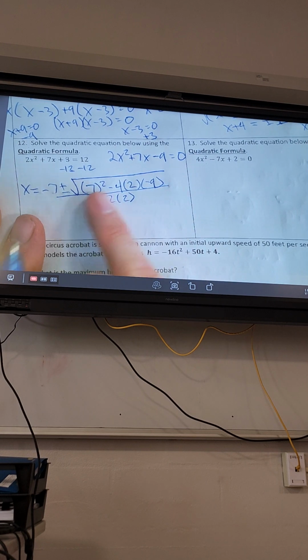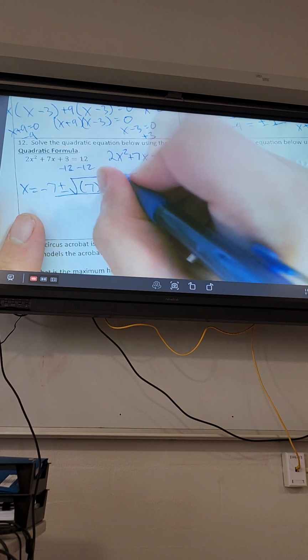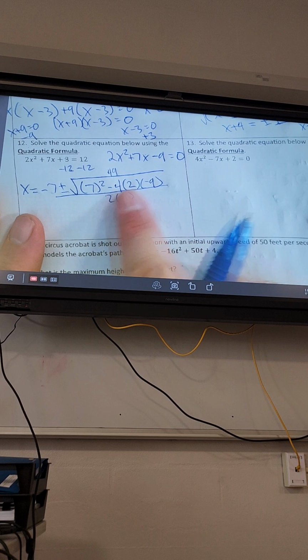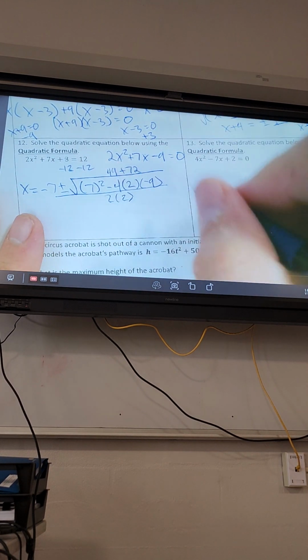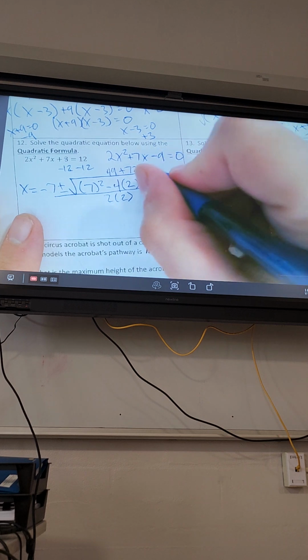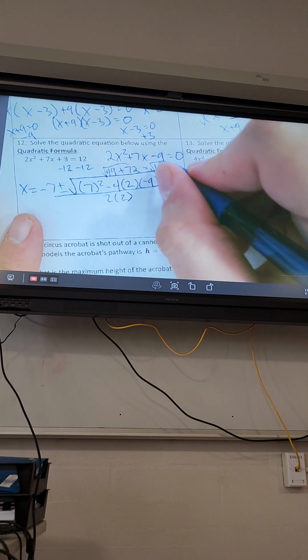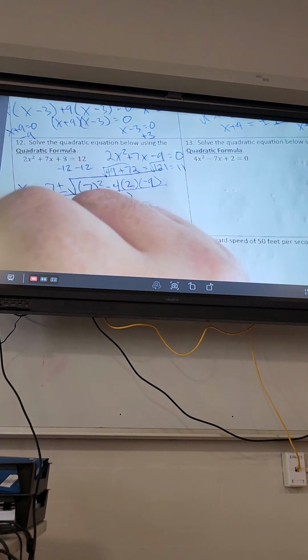Well, 7 squared is going to be 49, right? So I'm going to kind of just do it right up here. 49. Negative times negative, we know we're going to have addition now, right? Because it's positive. 4 times 2 is 8. What's 8 times 9? 72. Plus 72. And 49 plus 72 is going to give you 121. And lucky for us, what is the square root of 121? 11. So we can rewrite our answer like this.